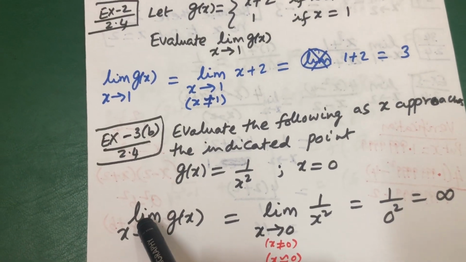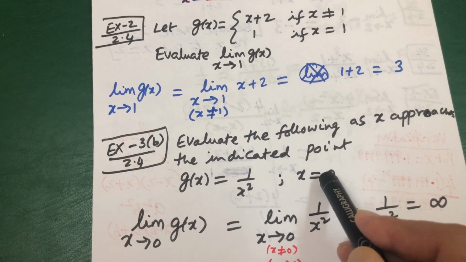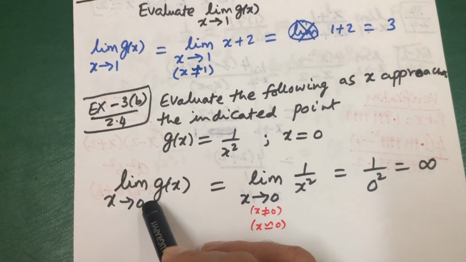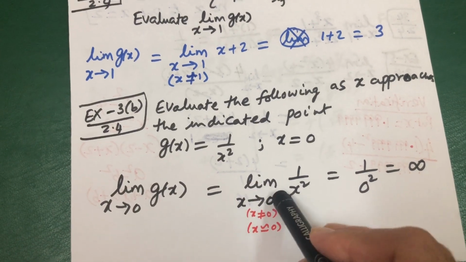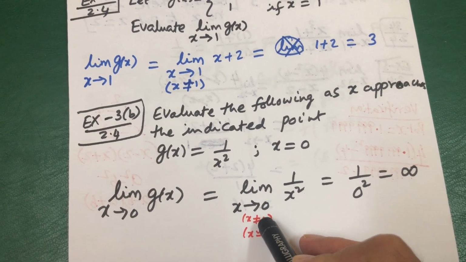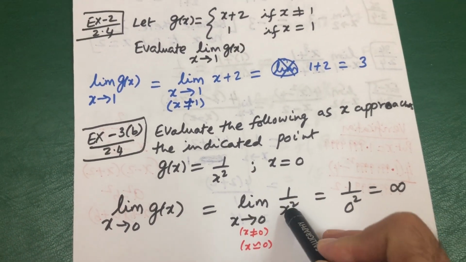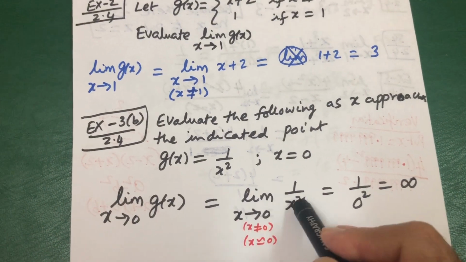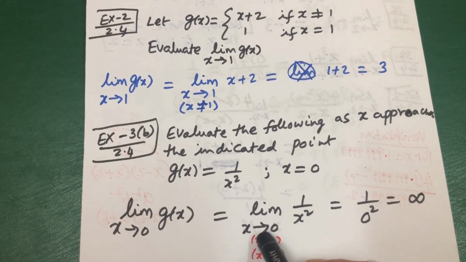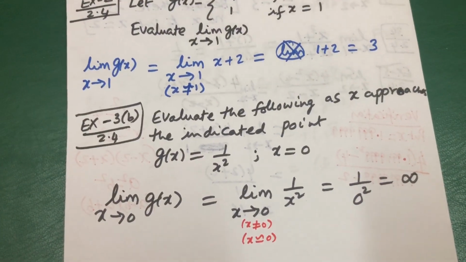So the limit of g(x) as x approaches 0. This is the point where x is approaching. Limit x tends to 0 means x is almost equal to 0 but not equal to 0. Whatever it is, g(x) is 1 over x squared. How to put 0 here? As long as the denominator is not equal to 0, I can safely put x equal to 0. But here the denominator is equal to 0.